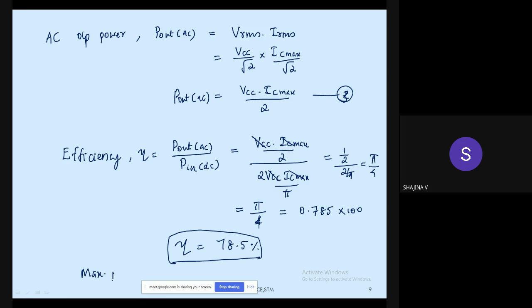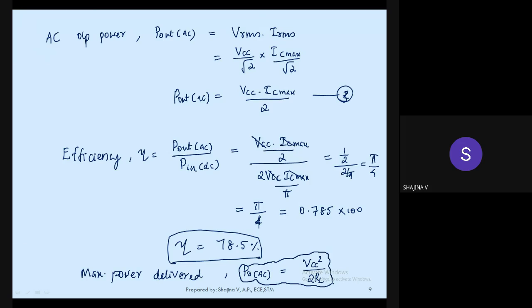And കൂടെ ഒരു equation കൂടെ note ചെയ്തോ. The maximum power delivered to the load is given by VCC square divided by 2 into RL. This is obtained from the maximum power transfer theorem. In problems it may sometimes be needed, അതുകൊണ്ട് ആ ഇക്വേഷൻ കൂടെ ഒന്ന് നോട്ട് ചെയ്യാം. Maximum power delivered will be equal to VCC square divided by 2RL.